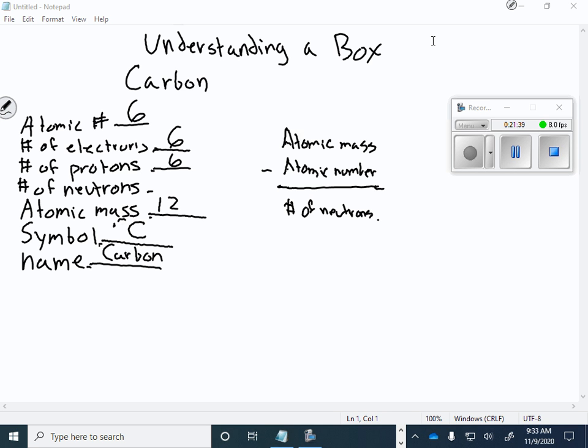All right, so then the last thing that we need to know is the number of neutrons. And how do we find the number of neutrons? Yes? Yeah, we do the atomic mass minus the atomic number, which in this case is what minus what? Yeah, 12 minus 6. Atomic mass goes on top. So 12 minus 6, we get 6. So 6 neutrons. Okay.